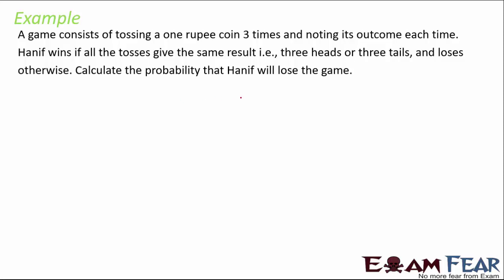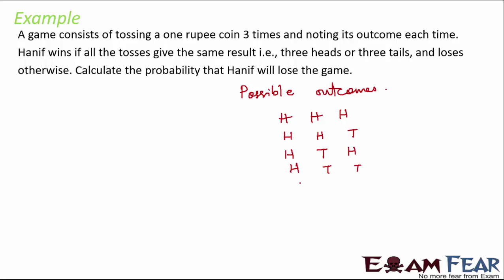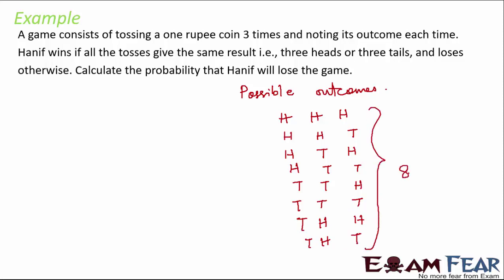So for that we will first have to see what would be the possible outcomes of this activity. So possibility is that you toss the coin 3 times and every time you get a head. There is a possibility that first 2 times you get head and then last time you get a tail. There is a possibility that you first get head, then you get a tail, then you again get a head. So in this fashion, we see that these are the possible outcomes. So the total number of possible outcomes is 8.